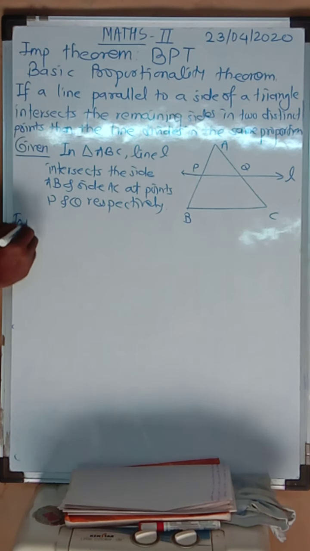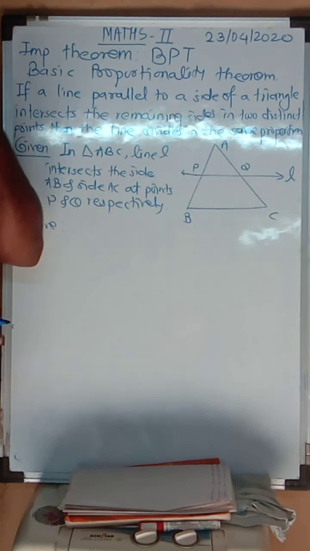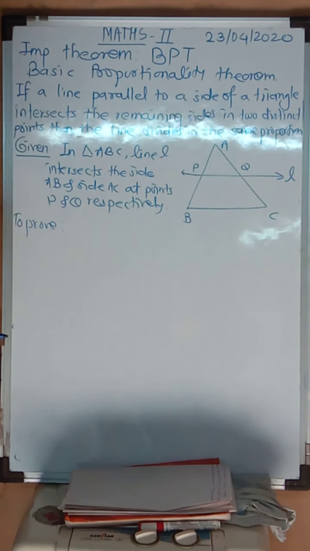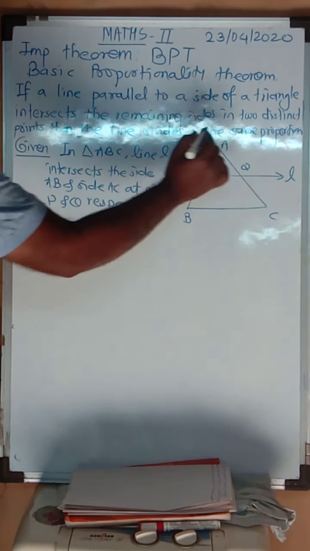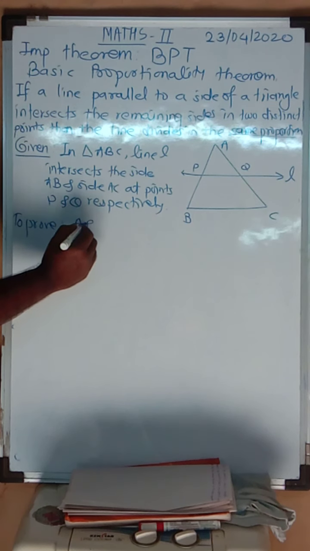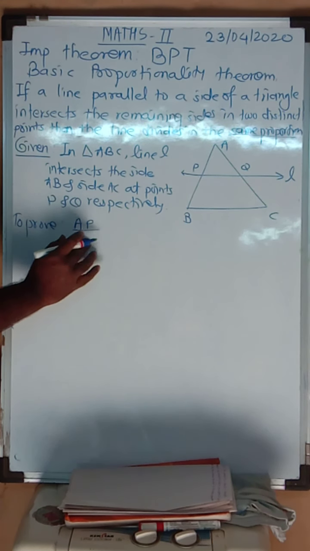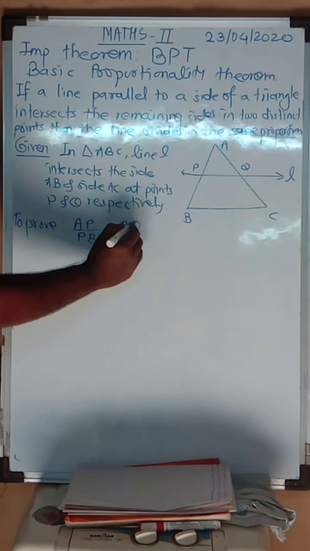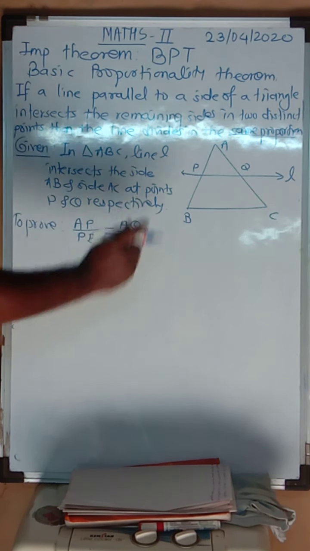And what is to prove? We have to prove that this line divides AB and AC in the same proportion. That means AP upon PB is equal to AQ upon QC.